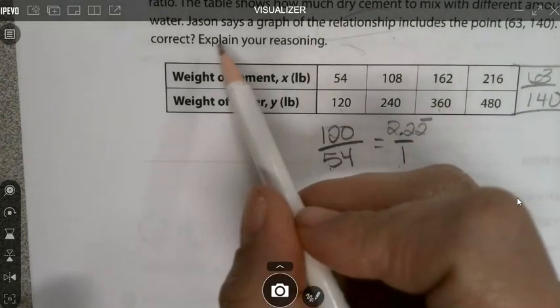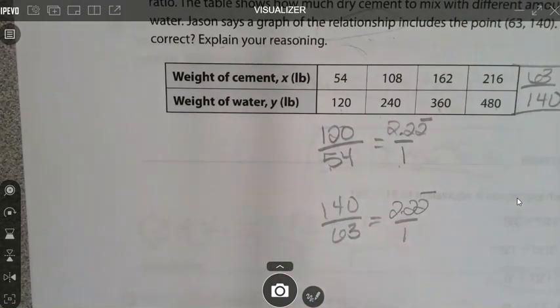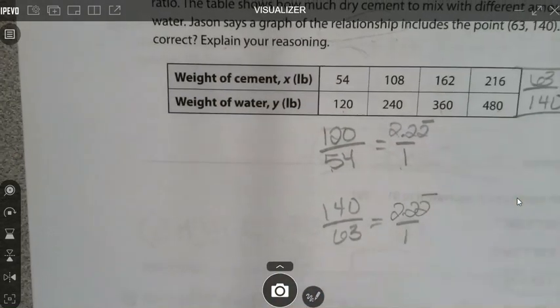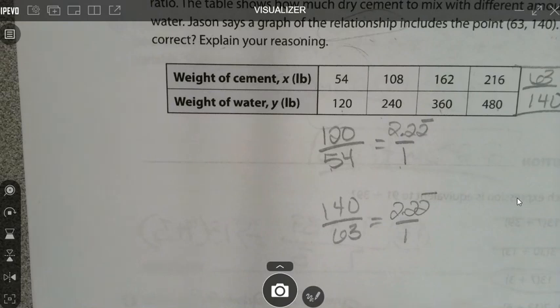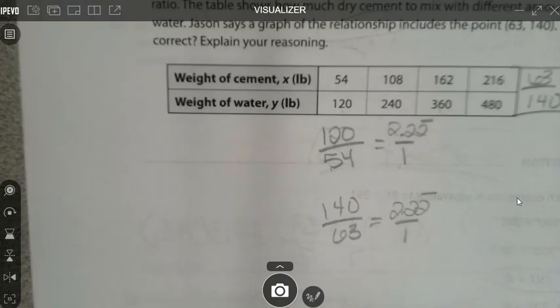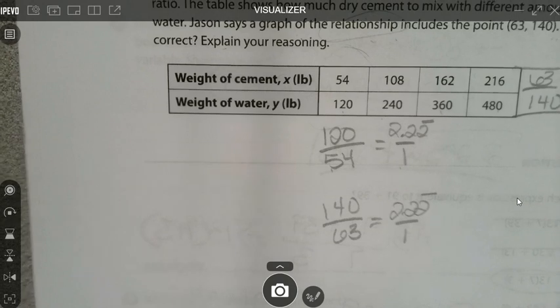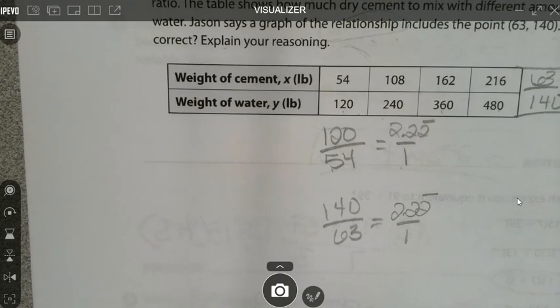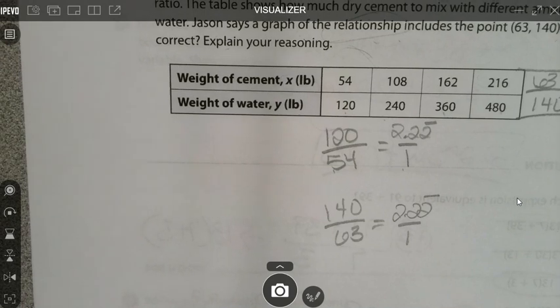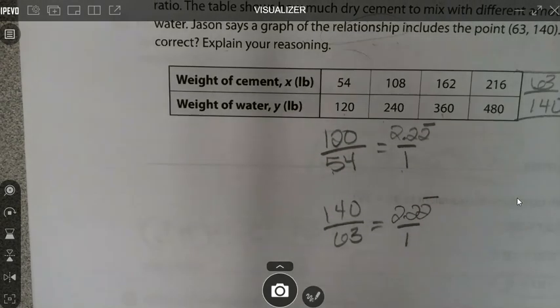So what does it say? Jason says the graph of the relationship includes, is Jason correct? Yes, Jason is correct. 63,140 would be a point on the graph. Right. Number 6.